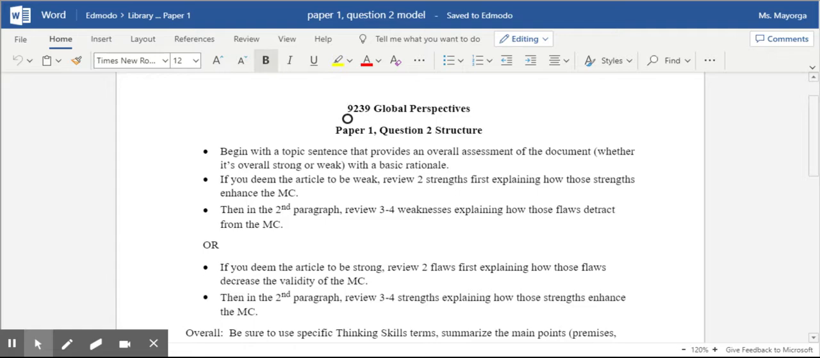Then remember, the structure depends on what you determine it to be. If you deem the article to be weak, review 2 strengths and then 3 to 4 weaknesses in the second paragraph, or vice versa. If you deem the article to be strong, review 2 flaws and then in the second paragraph, move on to 3 to 4 strengths. Whatever the case, remember, use thinking skills terms, or if you blank out, explain how it's weak.